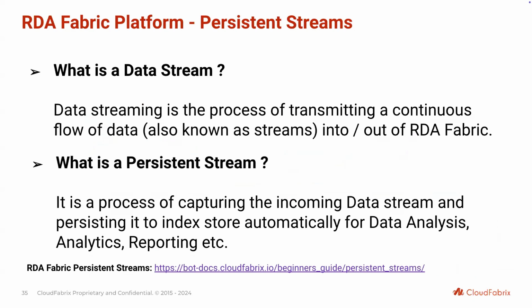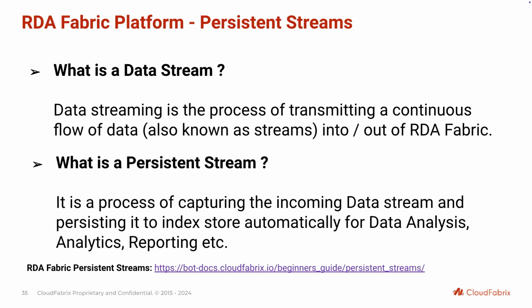Now, persistent streams. What is a data stream in a data automation world? Data streaming, by definition, is the process of transmitting a continuous flow of data, also known as streams, into or out of RDA Fabric.